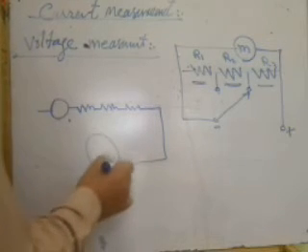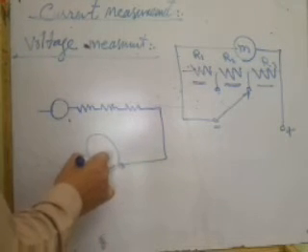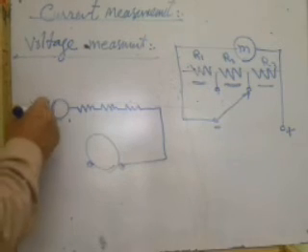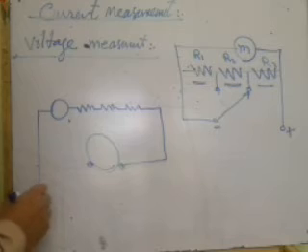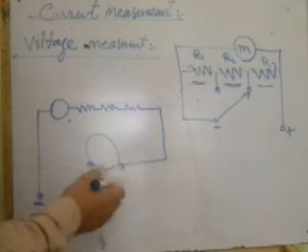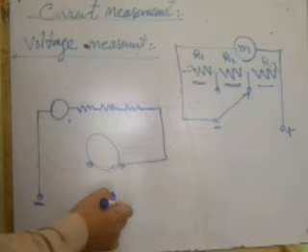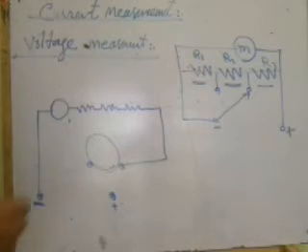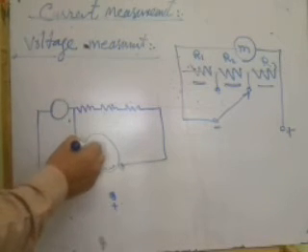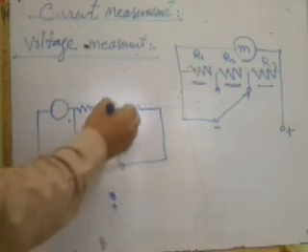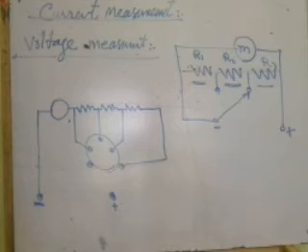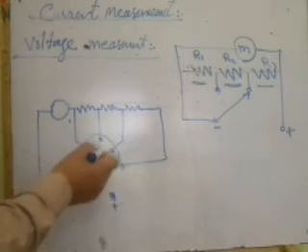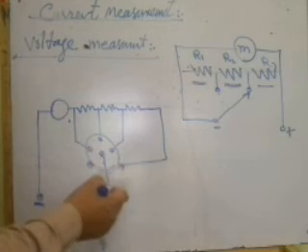This is an on button, and this is one terminal of the battery, say for example negative terminal, and this is positive terminal. This is one point, this is another point, and this is another point. For example, this knob is connected to this positive terminal.